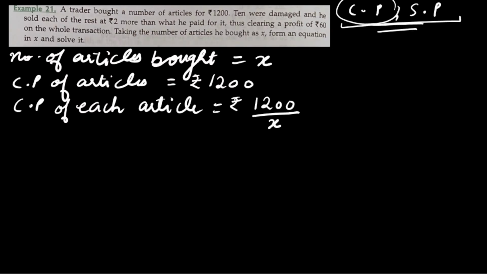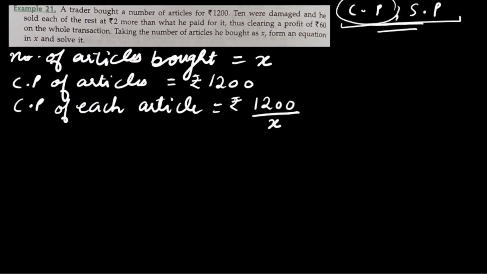Like I told you in the previous question also, I gave you an example. If the total cost of 100 pens is 100 and you bought 10 pens, if you divide both of them, you will get the cost of 1 pen. So for finding the cost of one, we always use the concept of division. So 1200 by X is the cost price of each article.